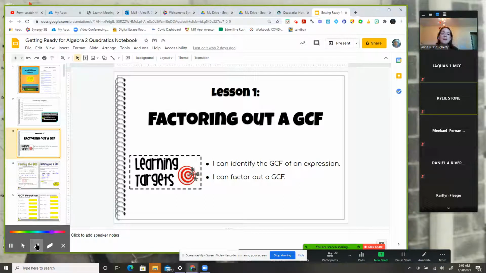Step number 1, always and forever, is to take out the greatest common factor. This is like reverse distribution. You're going to divide all your terms by something and pull that out to the front. So sometimes I think about it as reverse distribution.